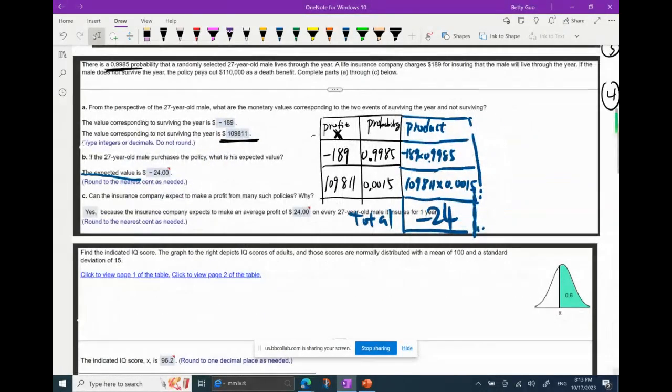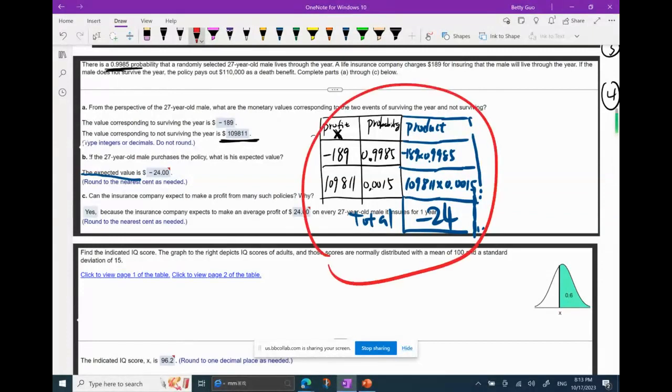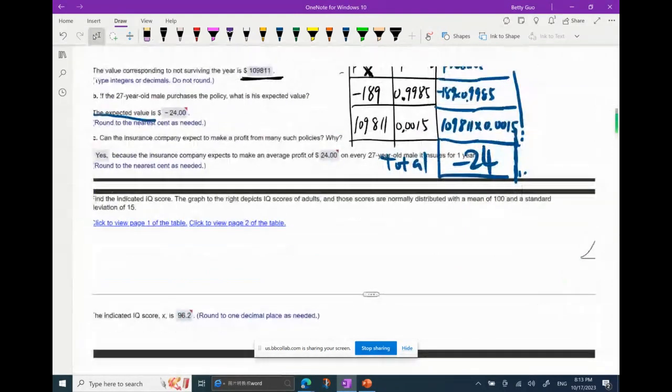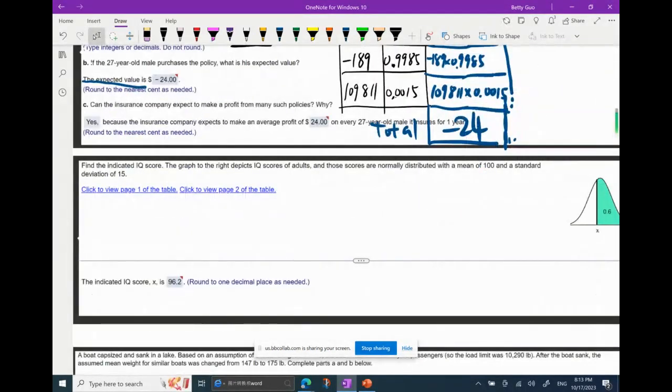I mentioned this last time, but I'm going to emphasize it again. In the test, if the table is given, even if you know it's binomial, do not use the formula. You use the expected value to find np. Do not use the formula. Of course, this one is not binomial. All right. Any question about that problem?